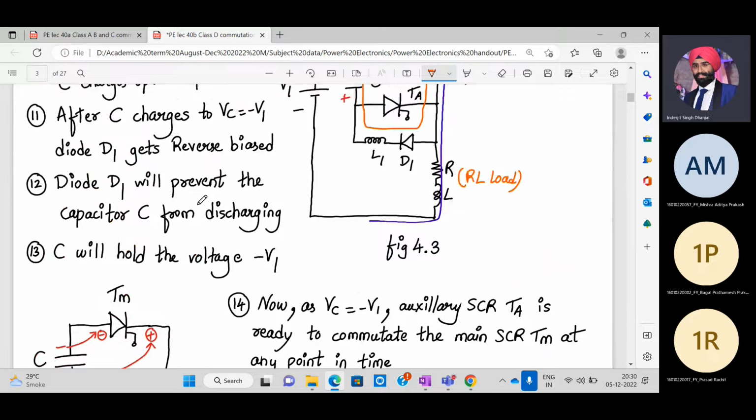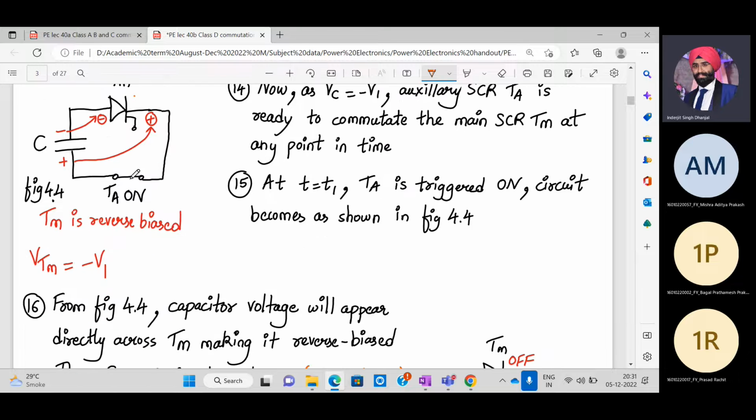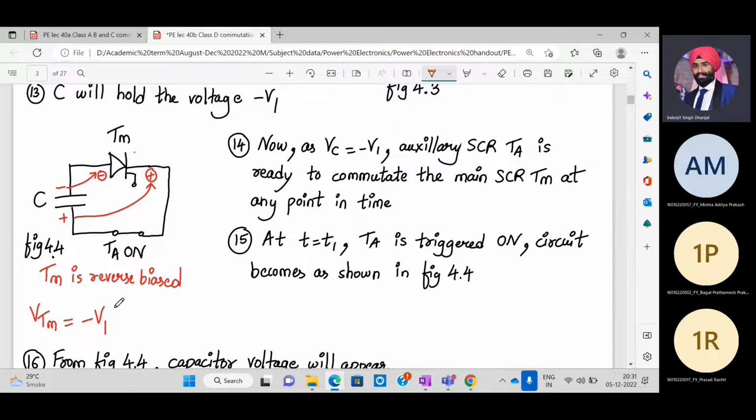So whenever the capacitor holds that value of minus V1 and you turn on the auxiliary SCR, what will happen? This entire capacitor reverse voltage will appear across the main SCR, turning it immediately off. You see, the voltage across the capacitor is minus V1, so this entire minus V1 will appear across the main SCR, immediately turning it off. Same old story: you turn on the auxiliary SCR to turn off the main SCR. At t equal to t1, when the auxiliary SCR is turned on, the circuit becomes as follows. Now the main SCR voltage will be minus V1.